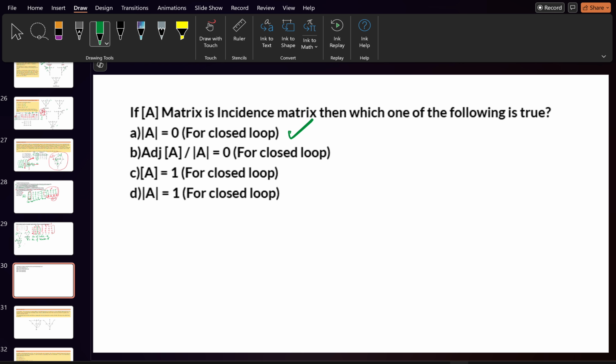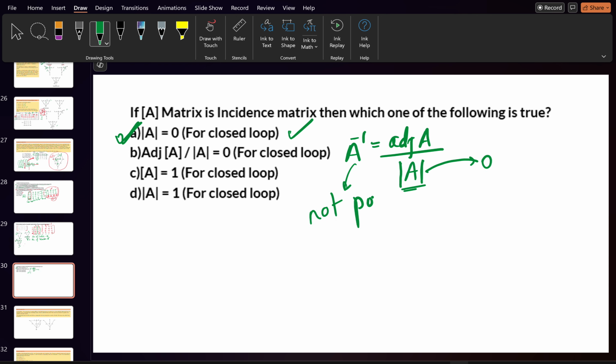Okay, let me give the solution. Option A is actually correct. Why not option B? Option B says A inverse is equal to adjoint of A divided by mod of A, but mod A is actually 0, so A inverse is not possible. Option C is false because it's not a unity matrix. D is also false because the determinant of the incidence matrix will be 0.